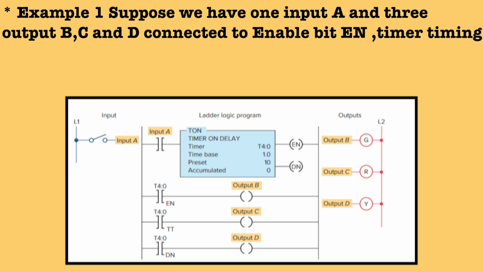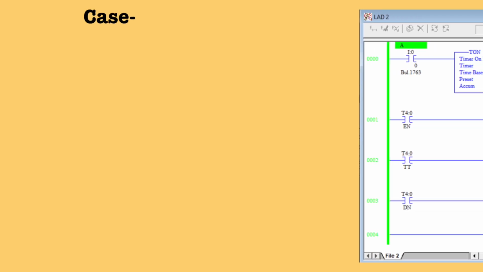In the second rung, you can see the output B is connected to the T4:0 enable, that is the enable bit of the timer, and the address of output B is represented by O:0/0. In a similar way, on the third rung, the output C is connected to the timer bit, that is the TT bit of the timer, and the address of output C is O:0/1. In the last rung, our output D is connected to the done bit and the address of output D is O:0/2. Right? So let's take the first case.